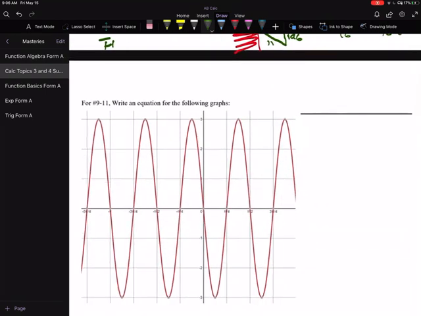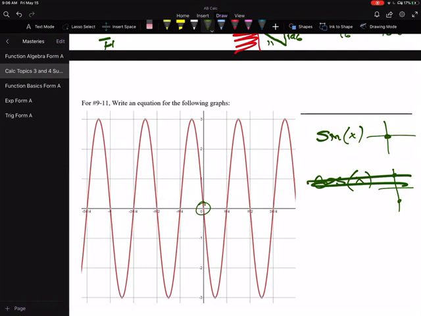Okay, last problem. Find an equation for the following graph. Your job is to identify: is this a sine graph or a cosine graph? If you remember, sine graphs always start from the origin. Cosine graphs always start from either the maximum or the minimum. If I look at this, it starts at the origin, so I'm using a sine graph.